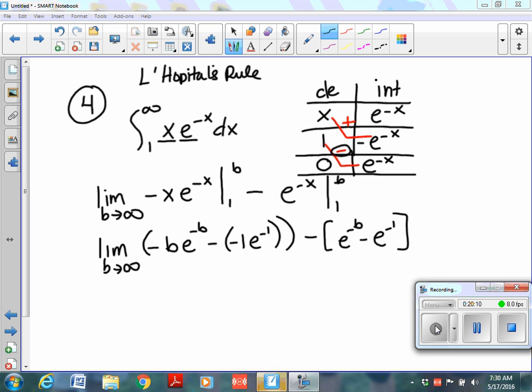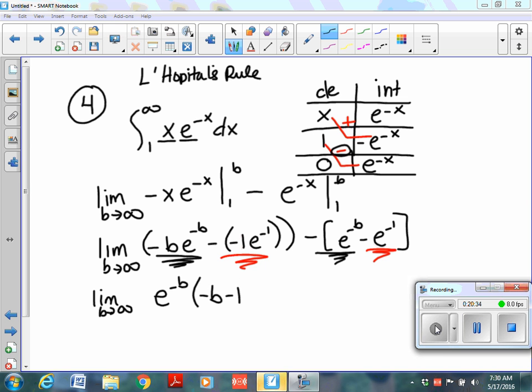okay, I'm going to put like terms together. So I'm going to put these two together, and I'm going to put these two together. So I'm going to take out an e to the negative b of the limit as b approaches infinity. And I'm going to be left with a negative b minus 1 plus, these are both positive, 2 e to the negative 1.